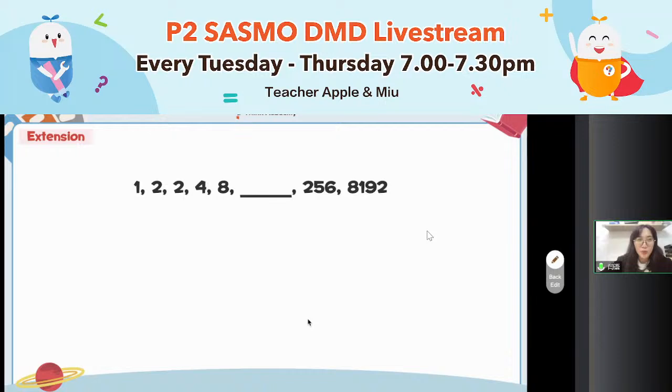Some students feel it is super complicated, right? It says, oh, 1 plus 1 equals 2, 2 plus 0 equals 2, 2 plus 2 equals 4, 4 plus 4 equals, Teacher Apple, I don't know what is the pattern. So how can we figure out?